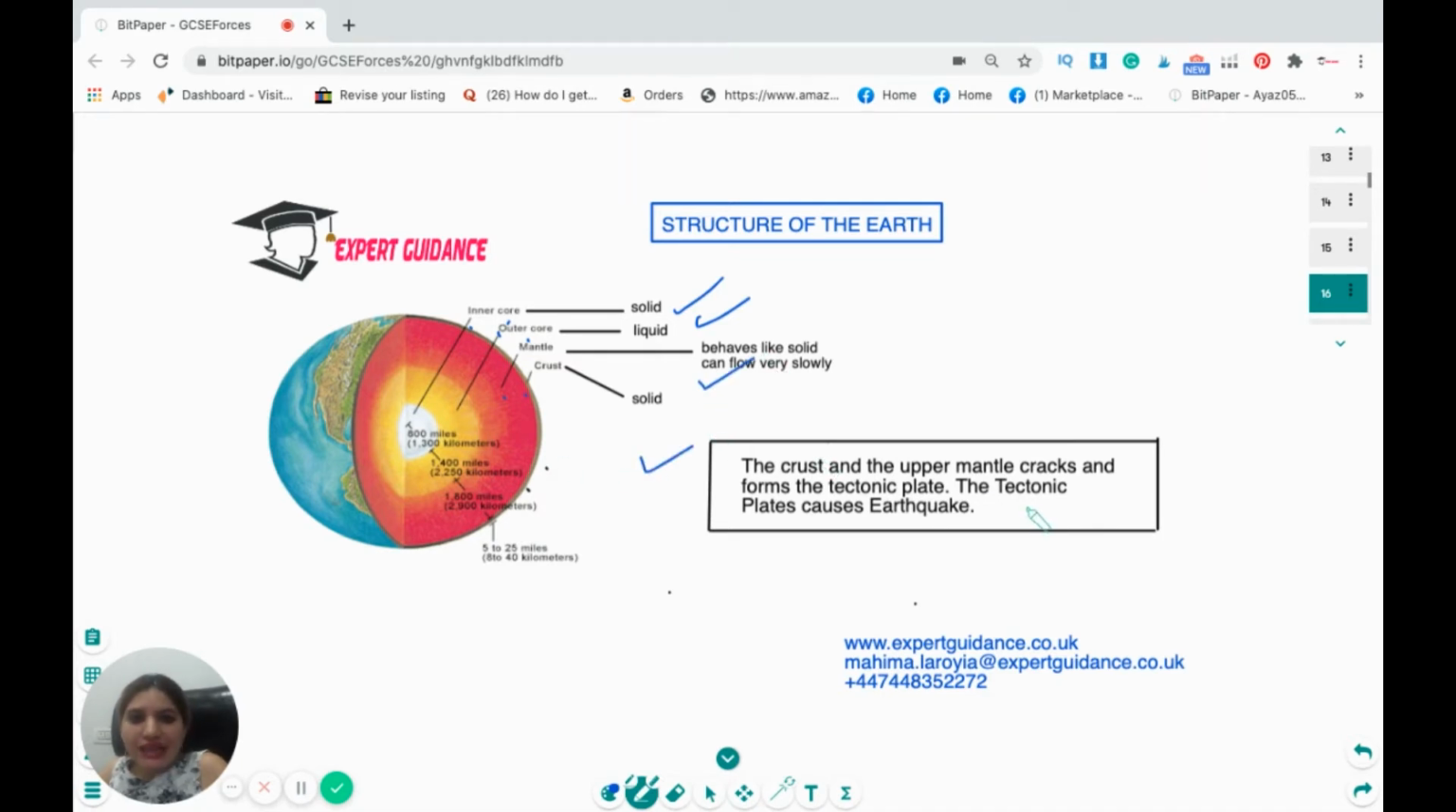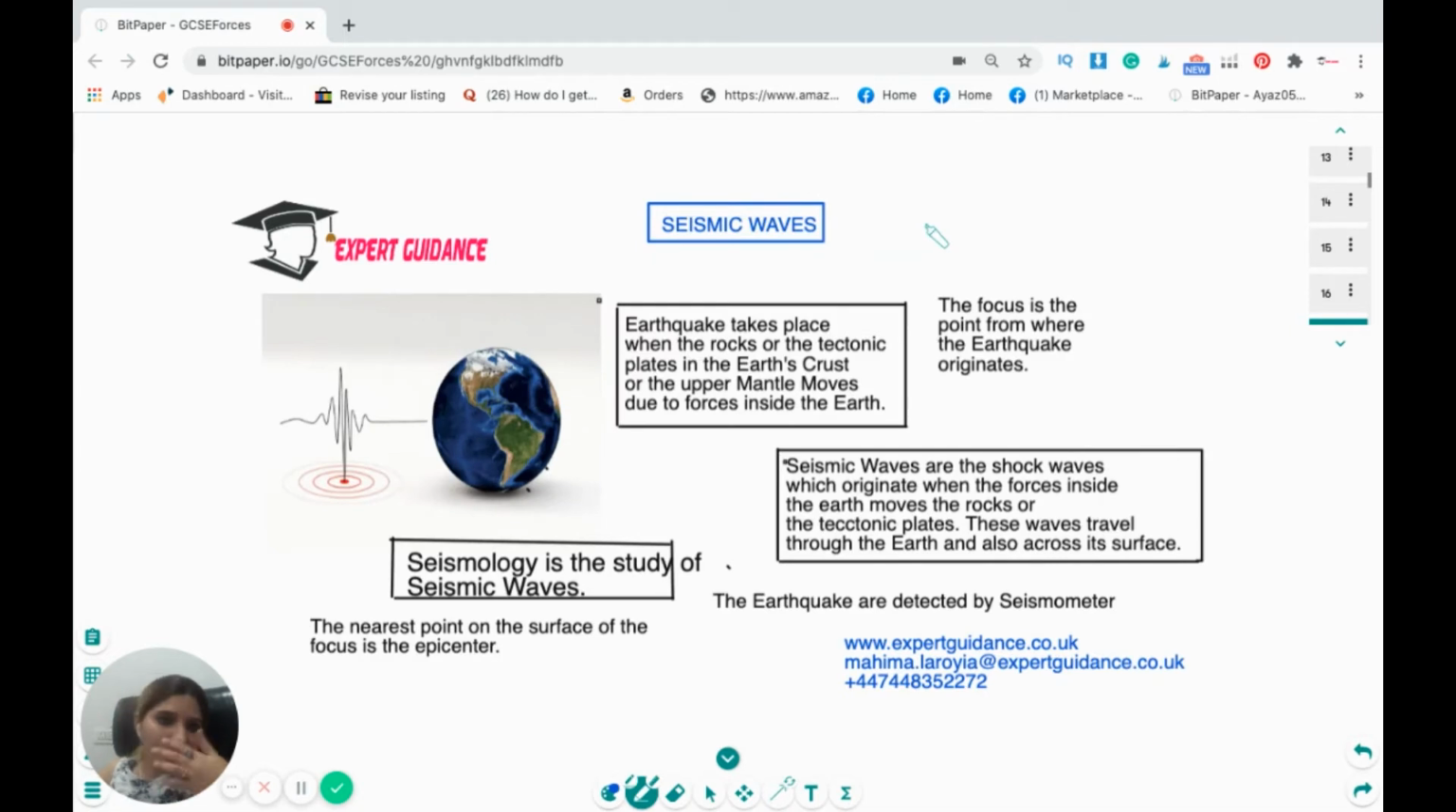So the crust and the upper mantle crack and form the tectonic plates, and these tectonic plates cause the earthquake. Now we have something called the seismic wave. Okay, now what is a seismic wave? The seismic waves are the shock waves which originate when the force inside the earth moves the rocks of the tectonic plates. The wave travels through the earth and also across the surface. Now, an earthquake takes place when the rocks or the tectonic plates in the earth's crust or the upper mantle move due to the forces inside the earth.